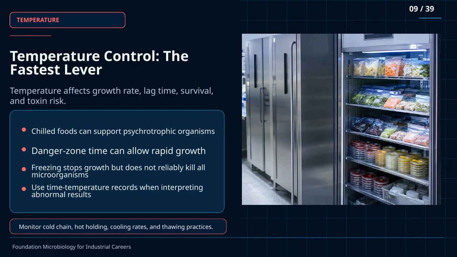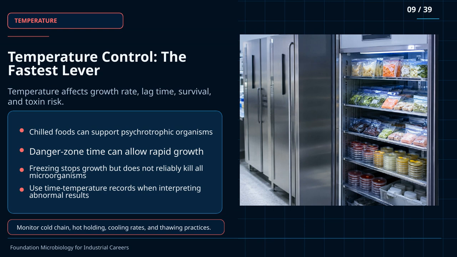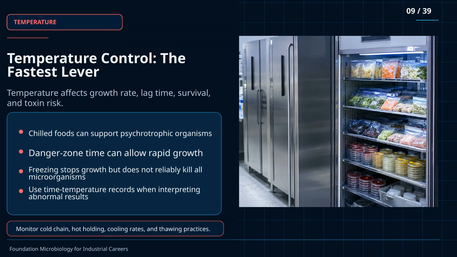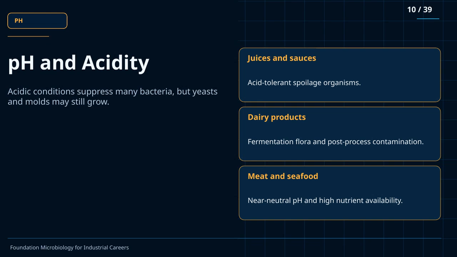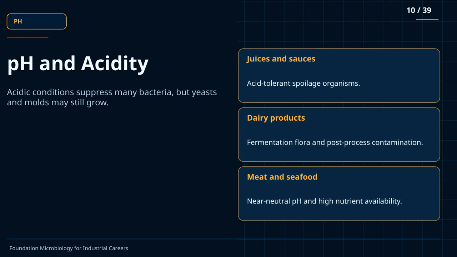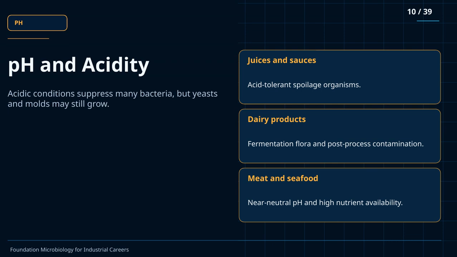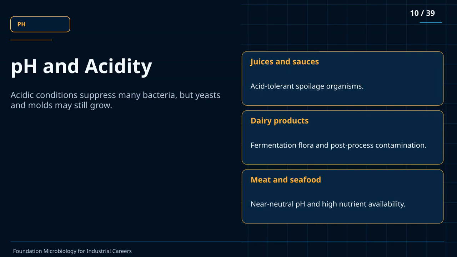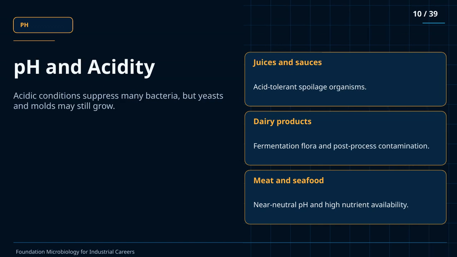Temperature is one of the fastest ways to influence microbial growth rate, survival, and toxin risk. Cold chain control, hot holding, cooling, and thawing records should be reviewed when results are unusual. Acidic conditions suppress many bacteria, but yeasts, molds, and acid-tolerant organisms may still grow. pH should always be considered together with water activity, preservatives, storage temperature, and formulation changes.